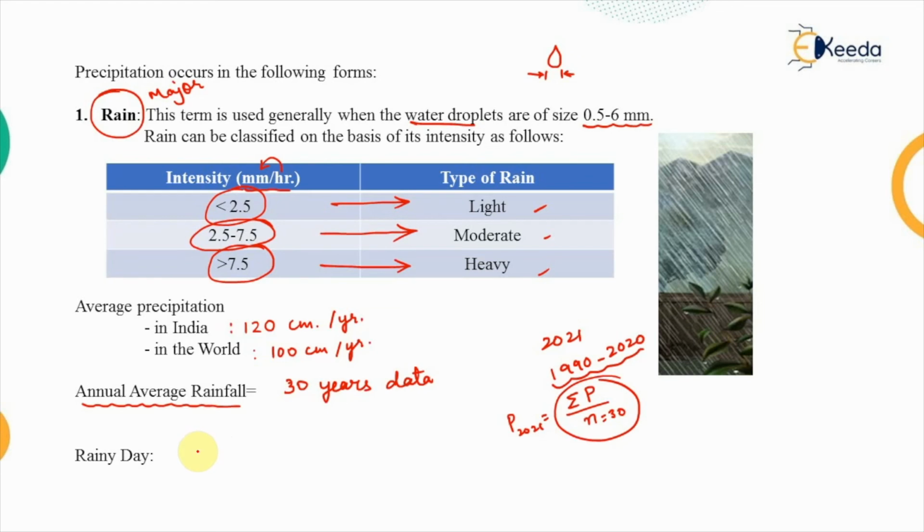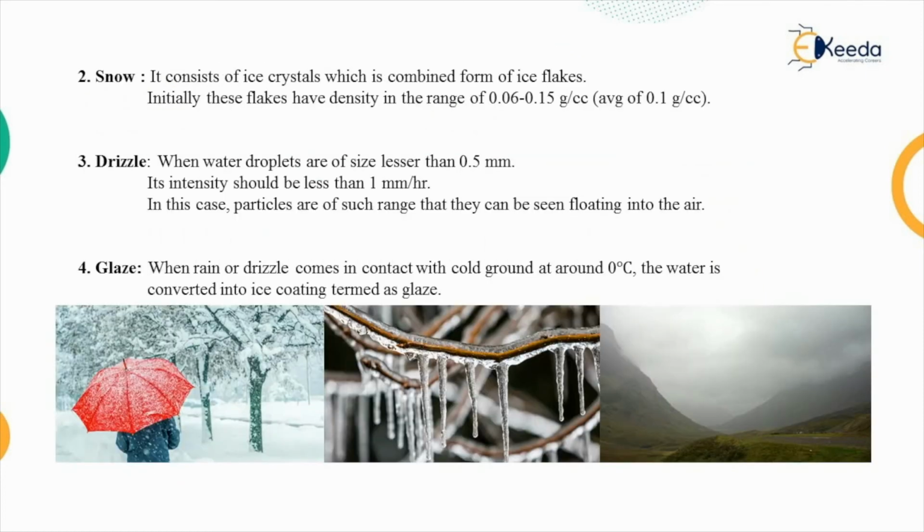Now, if the rainfall on a particular day is greater than 2.5 millimeters, that day is known as a rainy day. So these were a few terms related to rain. Moving on to the next form of precipitation, that is known as snow. Now the snow consists of ice crystals, which is a combined form of ice flakes. You must have observed snowfall personally, or you might have seen it in movies or in different images.